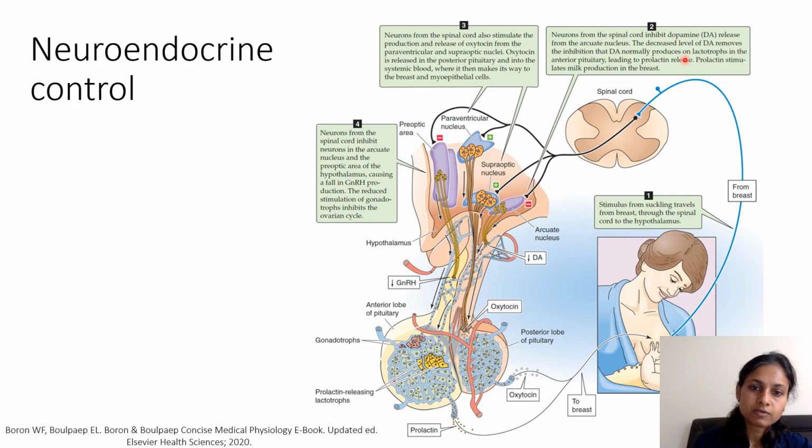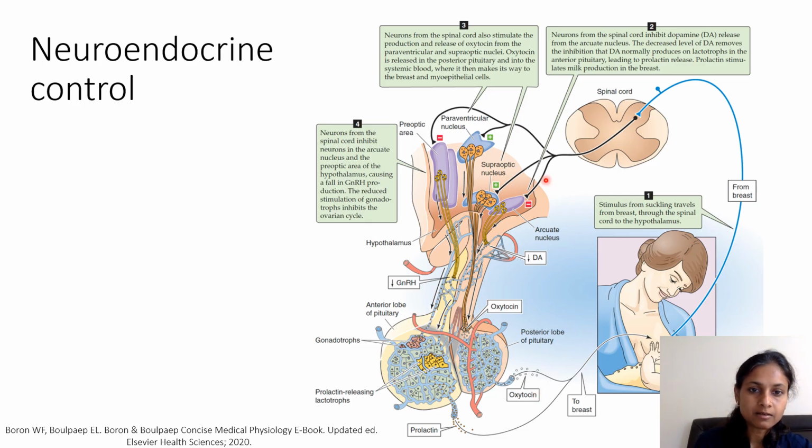When the signal comes in through the spinal cord, there is a negative or inhibitory action on the nucleus which produces dopamine. Now, dopamine inhibits the release of prolactin. So once you inhibit dopamine, prolactin is released, and this prolactin acts on the breast to help with milk production.